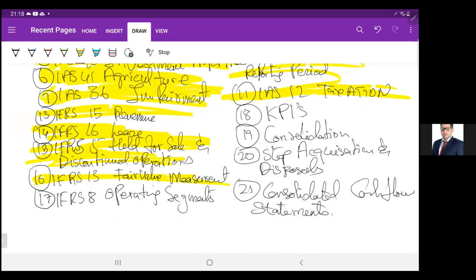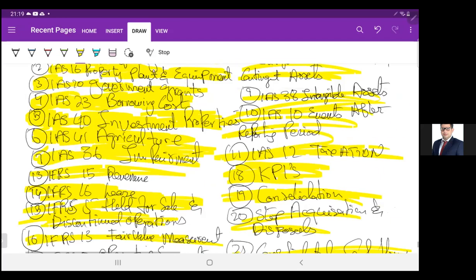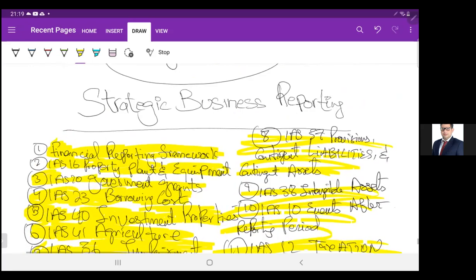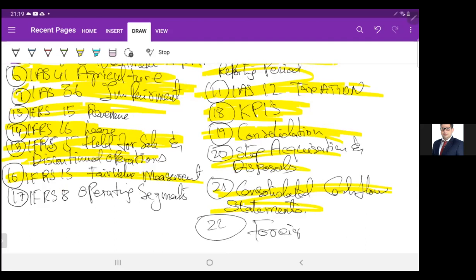Then we will have key performance indicators. These are the ratios computation and the comments on the ratios. It was included in the SBR since 1.5 years now, or more than that. Then we will do the complete consolidation. We will start the consolidation from the F3, from the financial accounting level, right? We'll look at the basics first. Then we will move to the step acquisition and disposals, and finally consolidated cash flow statements. Obviously foreign subsidiary will be done as well.